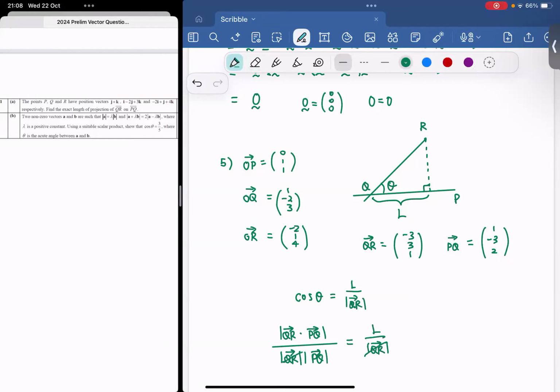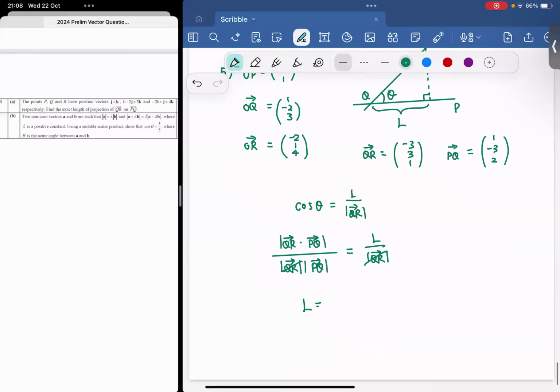So the length of projection is just equal to QR dot PQ over the length of PQ. 1 plus 9 plus 4. Negative 3, negative 12, negative 10. Because of the modulus, you can just change to 10 over square root 14. If you rationalize, then you will get 5 square root 14 over 7.